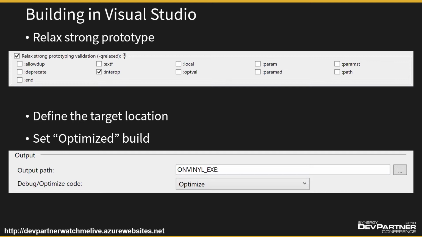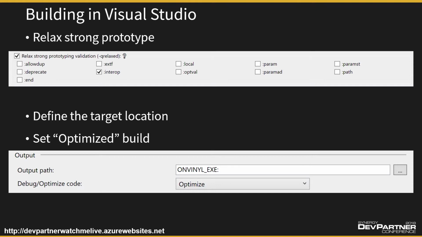But for the .NET API stuff, we have to do it, otherwise the compiler just will not compile the code. So on this project and this project only, you will have to specify that you want to relax strong prototyping, and the only relaxation you need to do is the .NET interop. Okay? So the colon interop is the only checkbox you should have there.